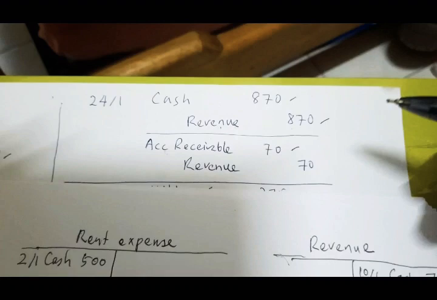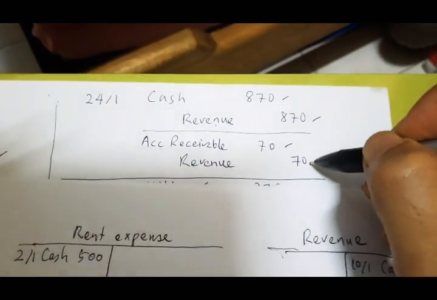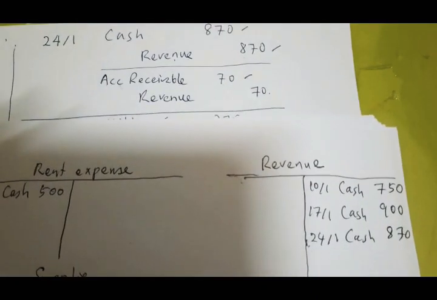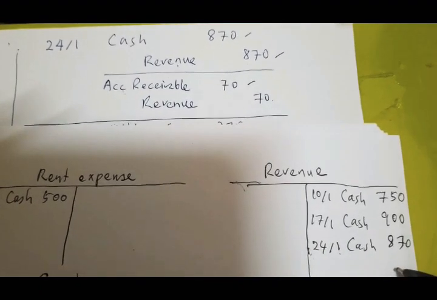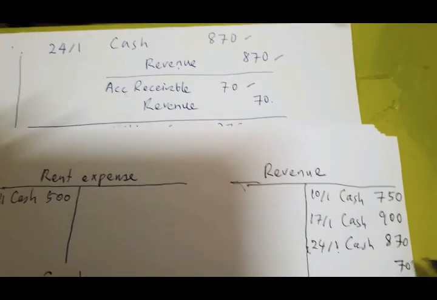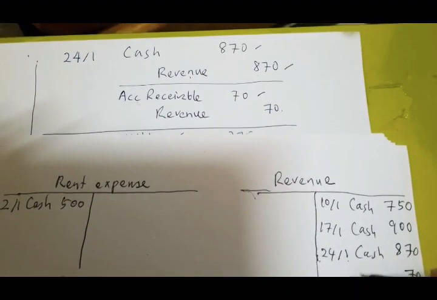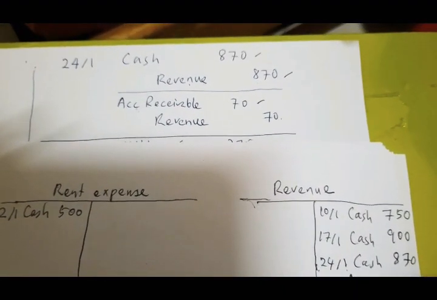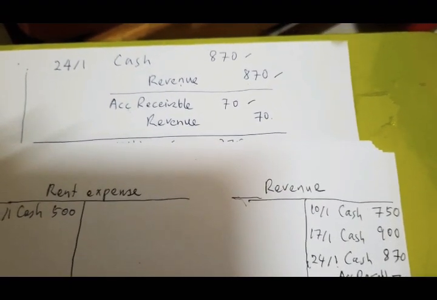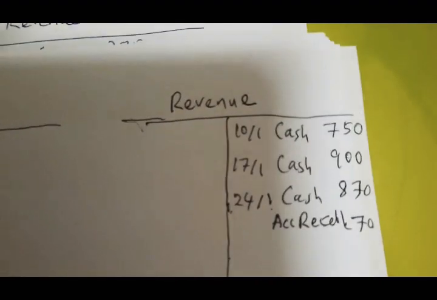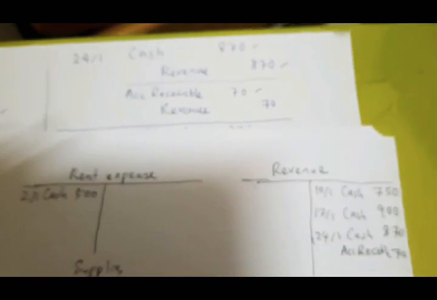Account receivable debit 70. And then the next thing is credit account revenue 70. So account revenue is here. You have to credit the account. The date is 24th also. You have to credit the account 70. Refer to which account? Refer to account receivable. You write the account receivable. Okay, so you have done this.